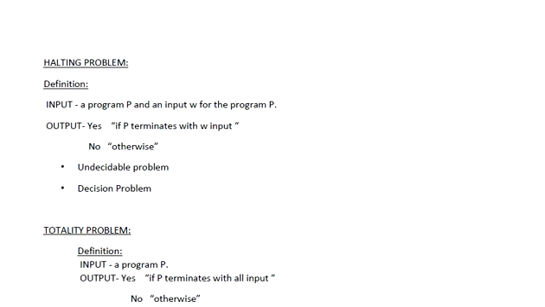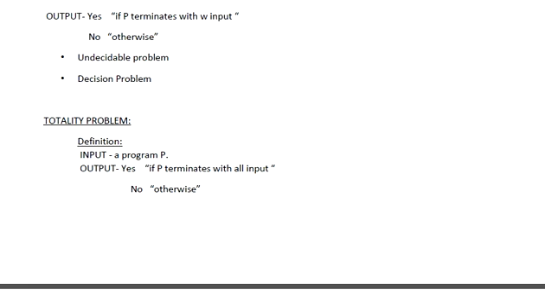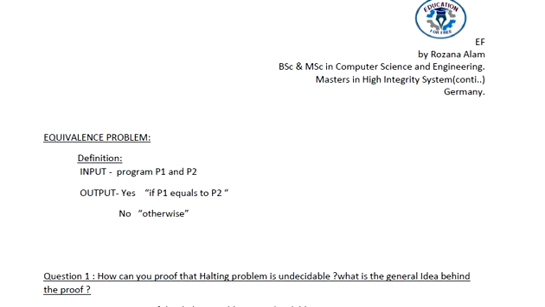We have another kind of problem called the totality problem, where we have an input of program P, and the output is yes if P terminates with W input, no otherwise. There is another problem called the equivalence problem, and in this case we have input programs P1 and P2, and the output is yes if P1 is equal to P2, no otherwise.